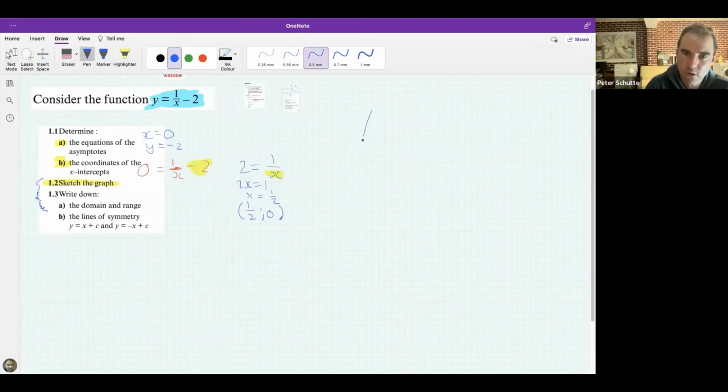Something I'll point out is that there's no y-intercept in this graph. Normally when you find the y-intercept, you make x 0. But if you put x as 0 into this equation, you would get division by 0, and that's not allowed. So there is no y-intercept for this graph. Have we got all the information we need? I think we do. So let's sketch our graph.